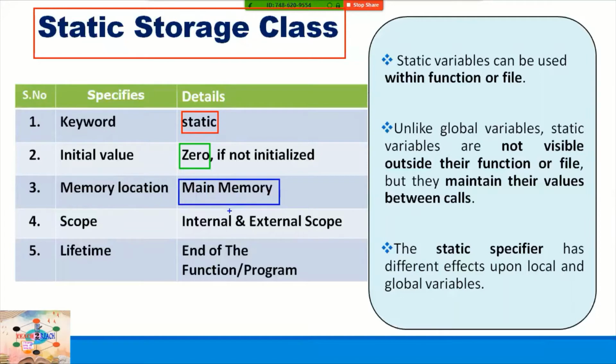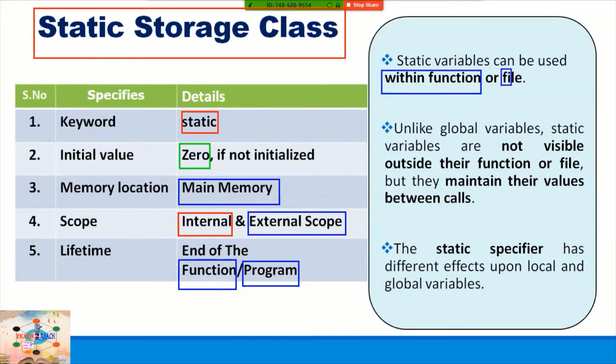Its scope: two types of scopes are there over here. One is internal scope, that is within the function, and another one is external scope, that is out of the function. That is just like a global variable. The lifetime of static variables, if it is internal, is the end of the function. If it is external, its lifetime will be the end of the program.